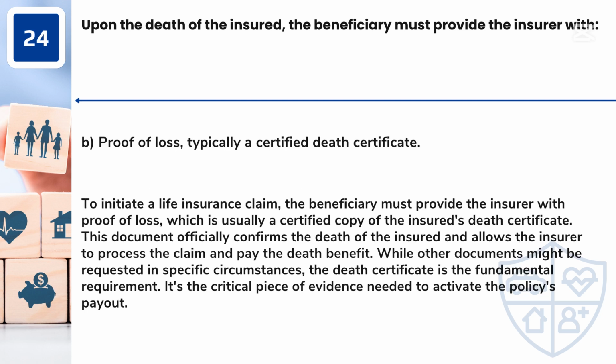Answer: B. Proof of loss, typically a certified death certificate. To initiate a life insurance claim, the beneficiary must provide the insurer with proof of loss, which is usually a certified copy of the insured's death certificate. This document officially confirms the death of the insured and allows the insurer to process the claim and pay the death benefit. While other documents might be requested in specific circumstances, the death certificate is the fundamental requirement. It's the critical piece of evidence needed to activate the policy's payout.